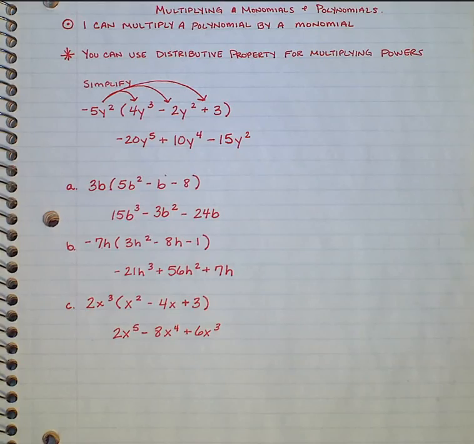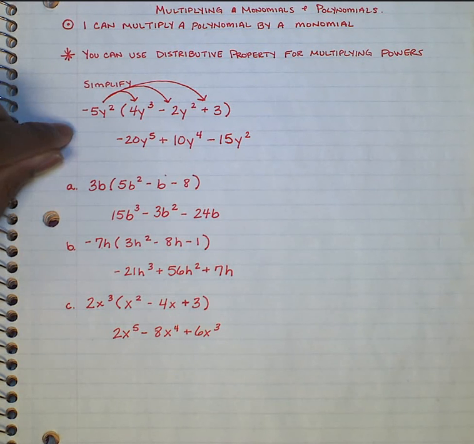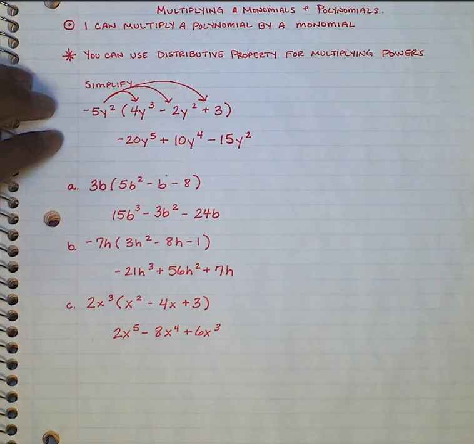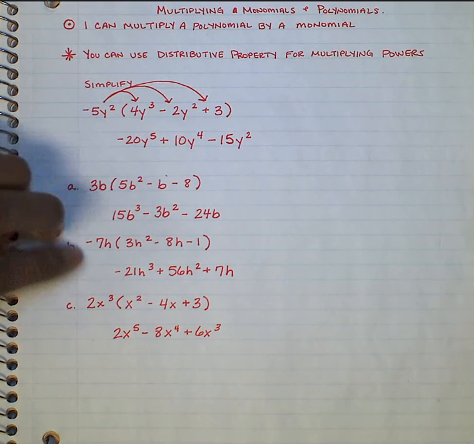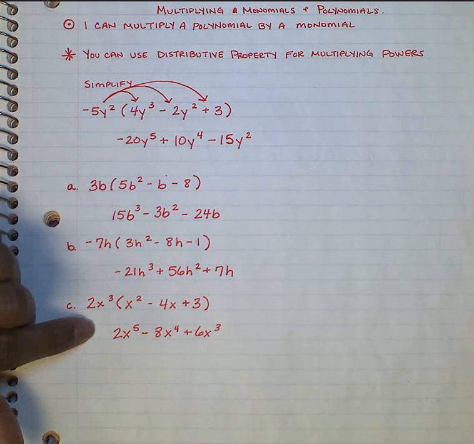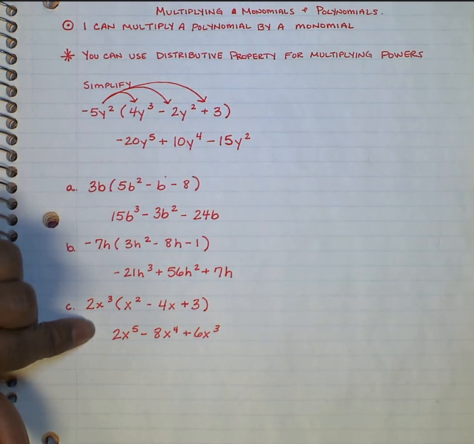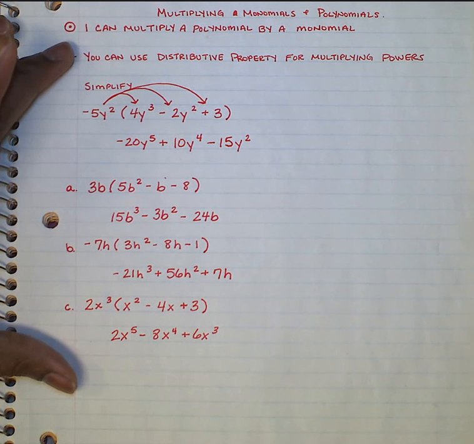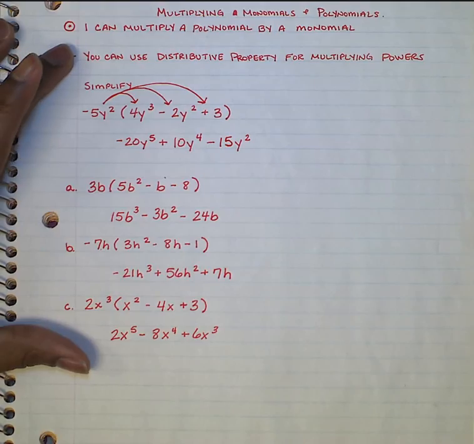So the things that we're putting together here: we're using the distributive property, which we talked about way earlier in the year, and then we're using our exponent multiplication rules, which we should just review. If you're able to do those things, then you should have no problem multiplying monomials and polynomials.